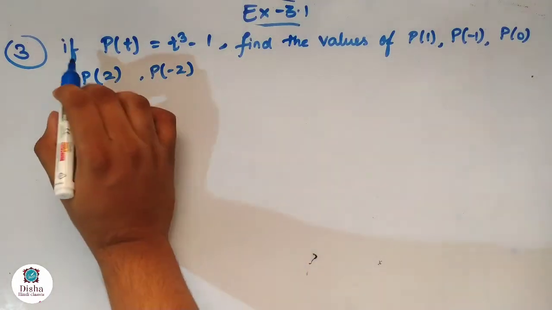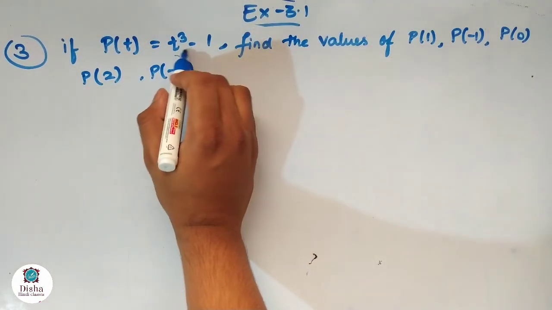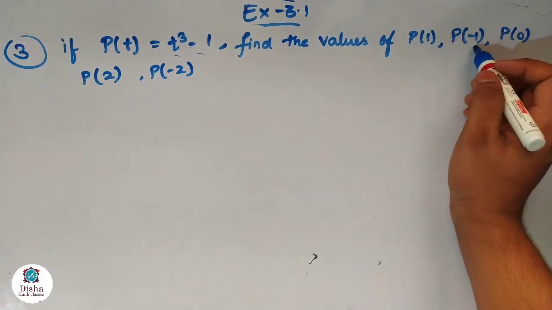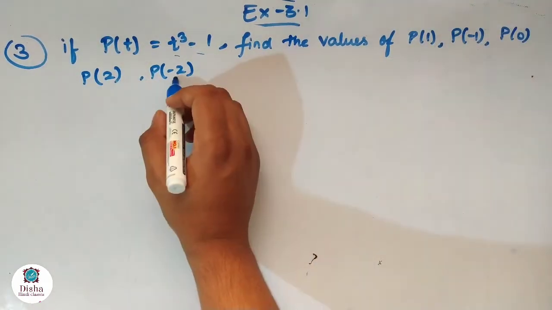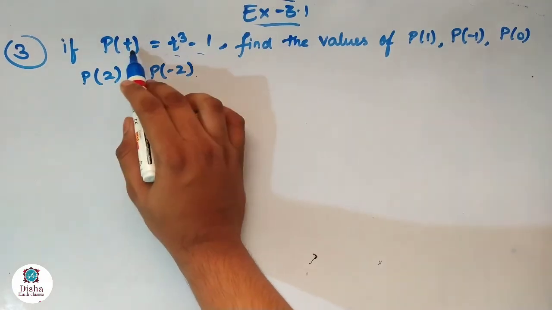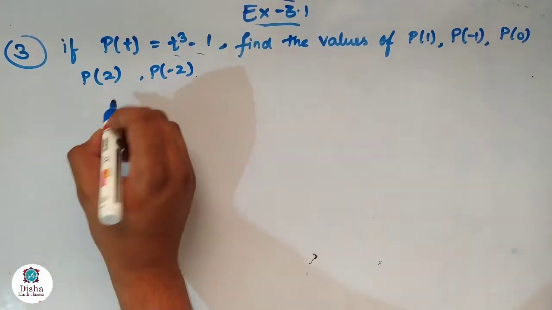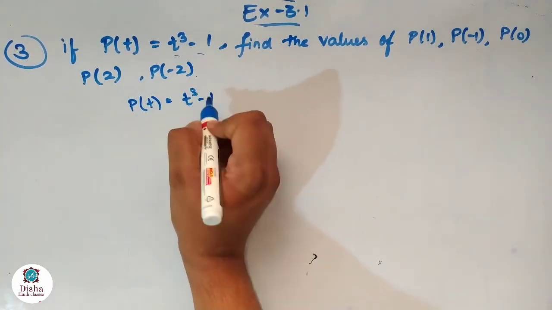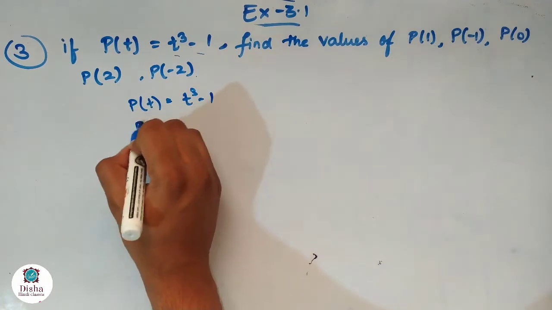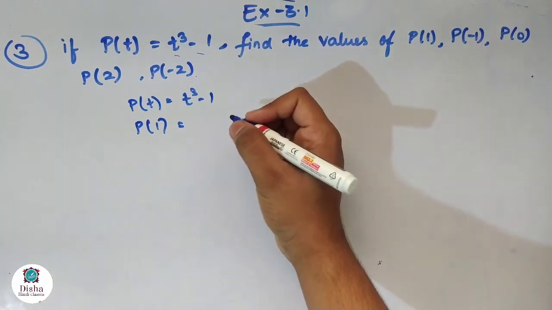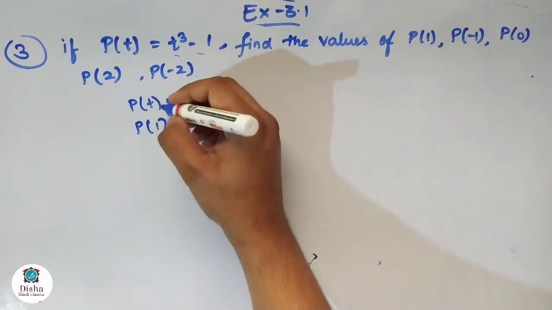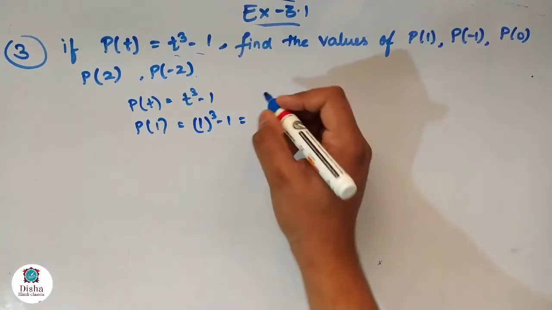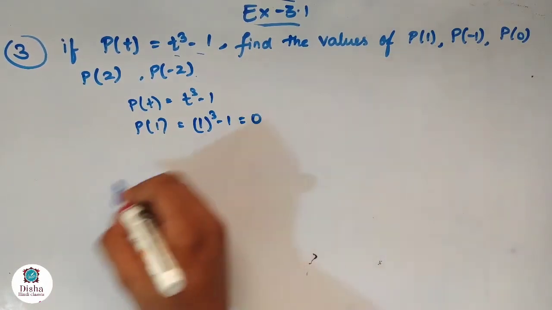So now we have the question: if p of t equals t cube minus 1, then find the values of p of 1, p of minus 1, p of 0, p of 2 and p of minus 2. Right, p of t is t cube minus 1. So now we have to find p of 1. What we have to do is substitute this one in the place of t. What we'll get? 1 whole cube minus 1. So 1 cube will be 1, therefore it will be 0, right?